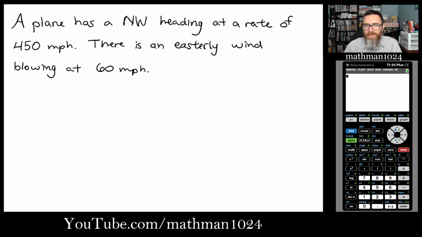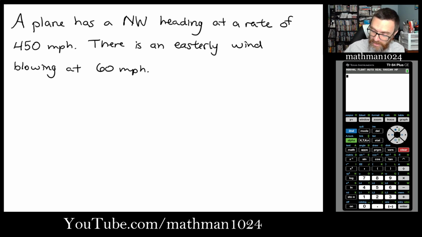In this example, we have a plane that has a northwest heading at a rate of 450 miles per hour. There's also an easterly wind blowing at 60 miles per hour. So this question here, and we're going to write all this stuff out, but the first part of the question wants us to express each velocity as a vector.